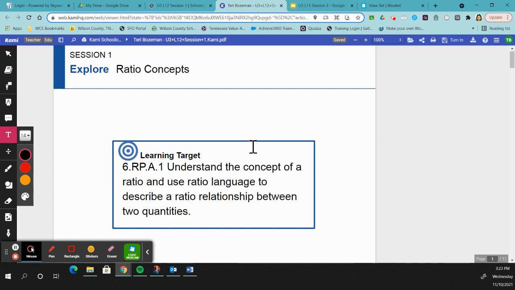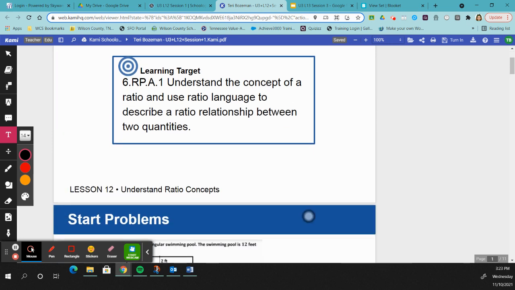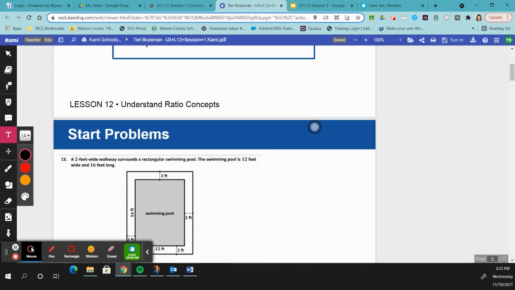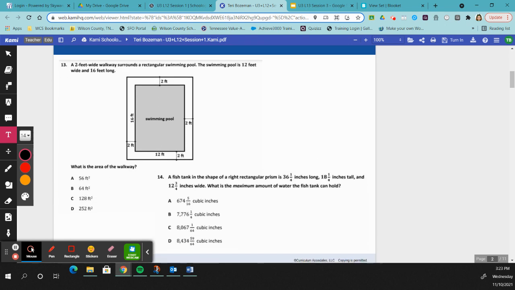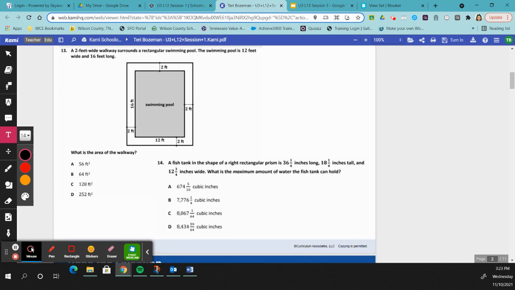So we are talking about ratios. And our goal is to understand what ratios are and to be able to use ratio language. We have two start problems today. A 2 feet wide walkway surrounds a rectangular swimming pool. The swimming pool is 12 feet wide and 16 feet long. Remember when you're doing these start problems to make sure that you pause the video, try the start problems, and then come back to it.